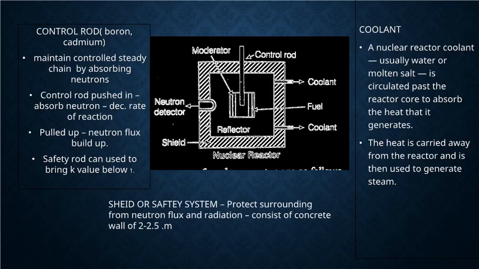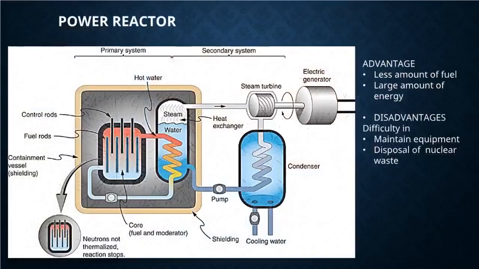Yet another component is the safety system that protects the space surrounding the reactor against intensive neutron flux and gamma radiation by building up a concrete wall of 1 to 2.5 meter thickness that can absorb radiations and neutrons to an extent. Now that we know the function of various components, let's see the working of a power reactor, in which the energy from the reactor is used to produce electricity.